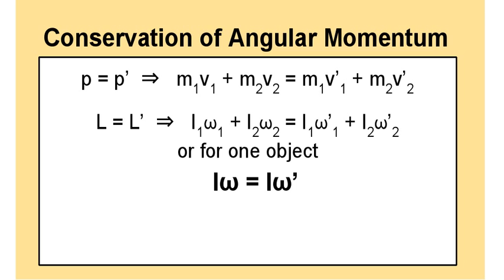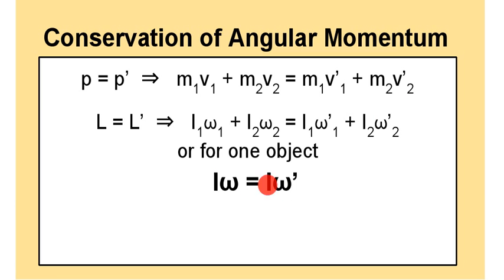We can conserve angular momentum just like we conserved regular momentum. And you see here that P equals P prime. That's what we wrote back in the momentum chapter. Right there, it turned into this if we had 2 objects. Here, if we had 2 objects that were rotating, L equals L prime would turn into that with those same substitutions. Instead of mass, moment of inertia; instead of velocity, angular velocity.